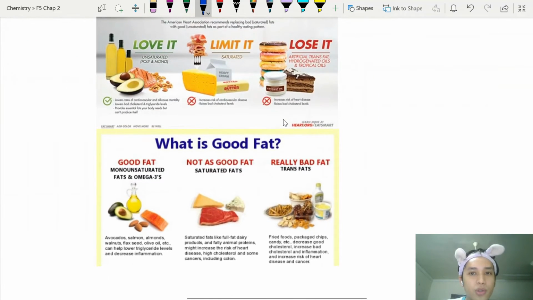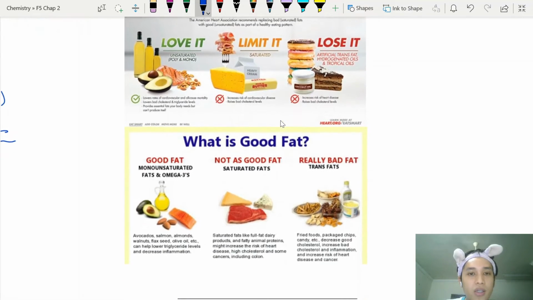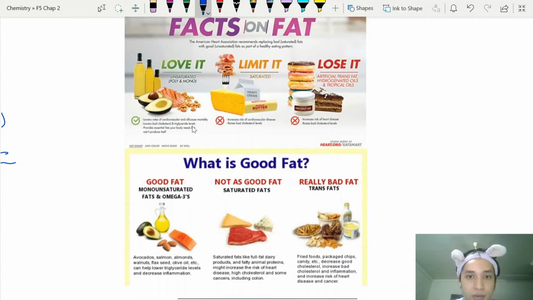So which one should you eat more, saturated or unsaturated? These are examples of diagrams that I've taken from the internet. Technically people will say you should take in more unsaturated fats, meaning your vegetable oil, fish oil. And then what they call saturated fat, you should reduce it. For example, your butter or your chicken, and so on and so forth.